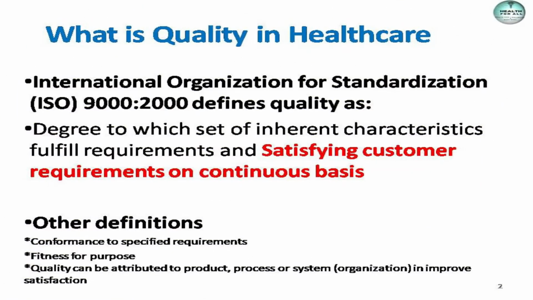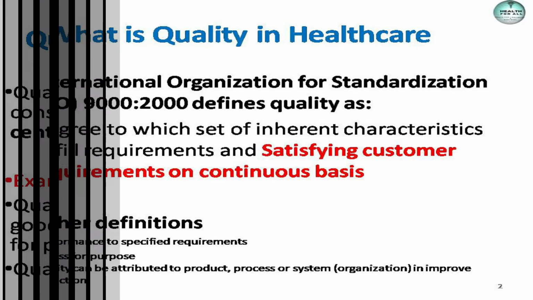So now when you talk about quality in healthcare, ISO 9000 and 2000 defines quality as a degree to which a set of inherent characteristics fulfill requirements and satisfy customer requirements on a continuous basis. We have to emphasize the words satisfying customer requirements on a continuous basis. So the basic thing of quality in healthcare means you have to satisfy your customer or your patients on a continuous basis by improving your healthcare infrastructure, by preventing infection and enhancing the patient safety, right? Those are the three components of quality in healthcare.